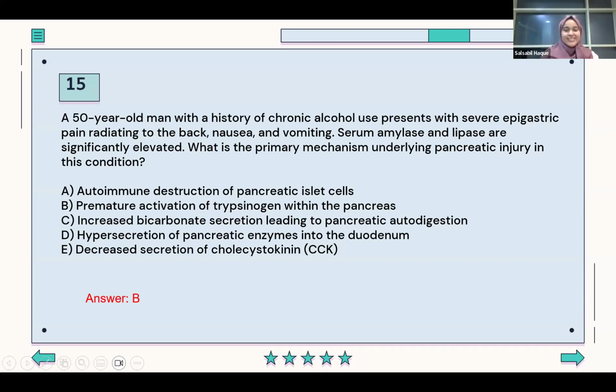All right, so this is acute pancreatitis, which classically presents with pain radiating to the back, nausea, vomiting, and an increase in serum amylase and lipase. This is caused by premature activation of trypsinogen or other pancreatic enzymes within the pancreas. So the increase in these enzymes will cause the pancreas to digest itself. It's called autodigestion of the pancreas, and this will cause pancreatitis.